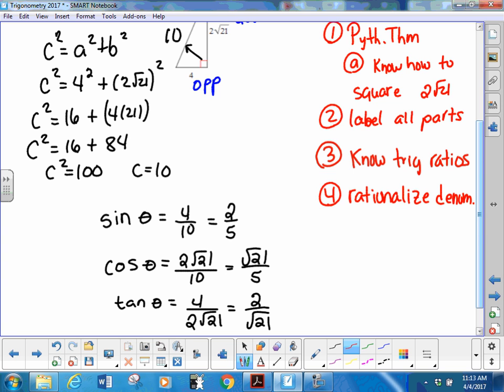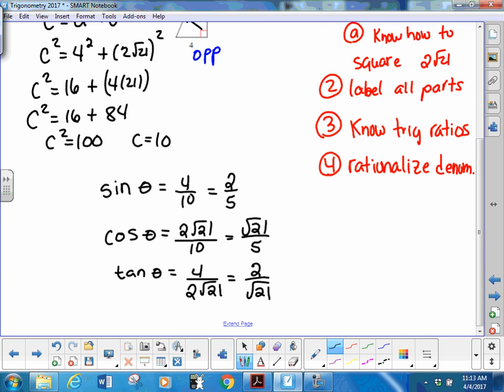And I'm going to do just what Tucker recommended, and I'm going to multiply top and bottom by the square root of 21. And that's my answer. Square root of 21. Now that takes care of sine, cosine, and tan. Now we got to do the reciprocal stuff, right?